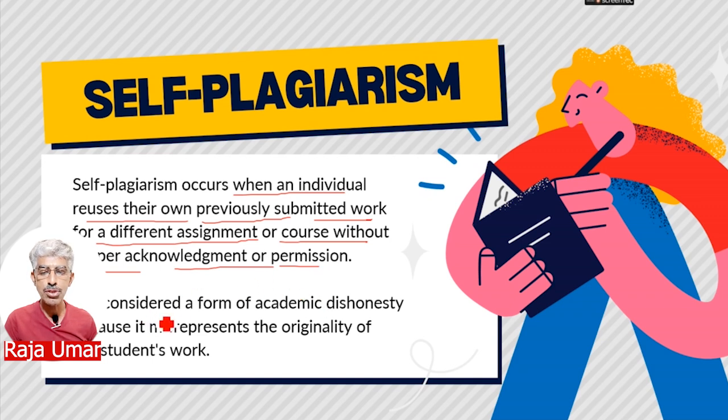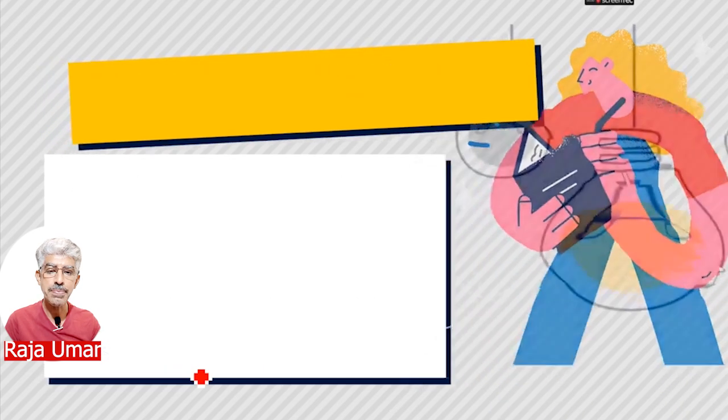Again, that should not be done. It is considered a form of academic dishonesty because it misrepresents the originality of the student's work, as it is the work which was reproduced by that student again for the second assignment. So that is some sort of offense against academic honesty and integrity.